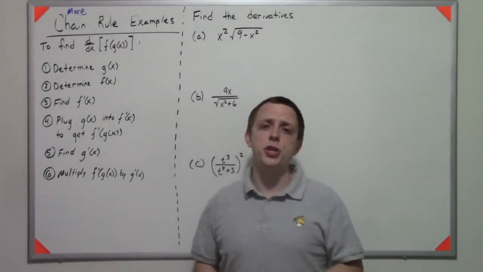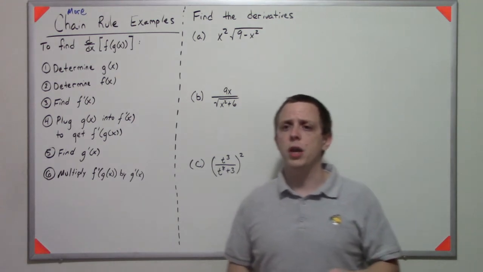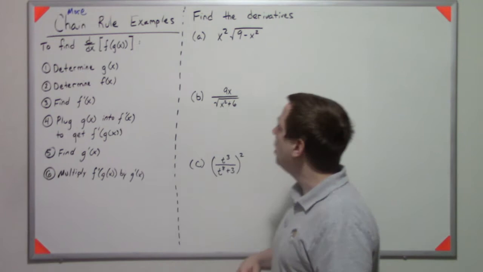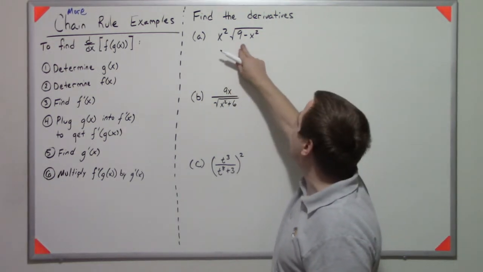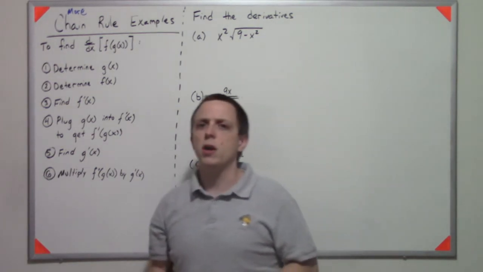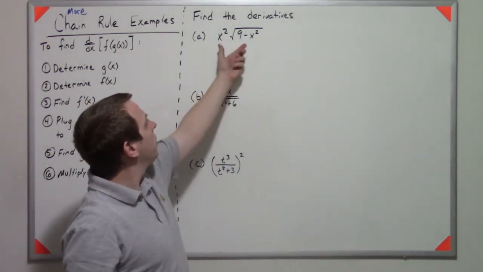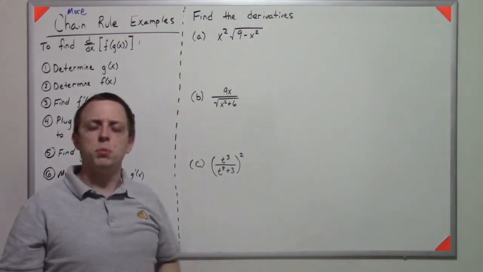We're going to do some more chain rule examples. This time doing a little more challenging problems and synthesizing a few of the techniques we've already learned. So the first one that we're going to look at is x squared times the square root of 9 minus x squared. This one's a little more challenging because this isn't really just a composition of functions. It's actually two functions multiplied together.